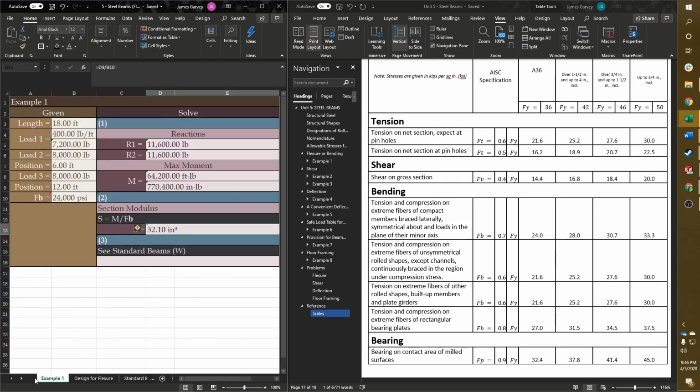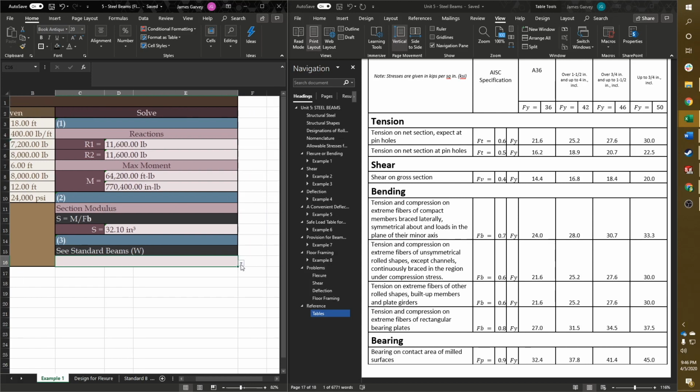So I'm going to come back over to my example, and there's a drop down on this one here, and I'm going to look for 12 by 26. It should be kind of in numerical order. 12 by 26.